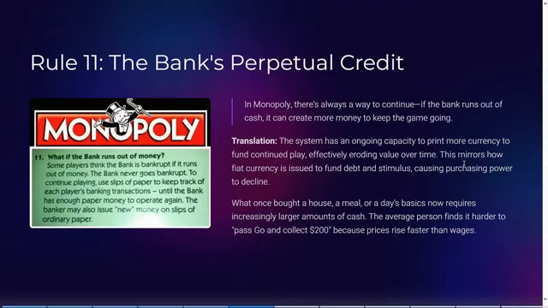So in Monopoly, there's always a way to continue. If the bank runs out of cash, it can create more money to keep the game going. Translation. The system has an ongoing capacity to print more currency to fund continued play, effectively eroding value over time. This mirrors how fiat currency is issued to fund debt and stimulus, causing purchasing power to decline. What once bought a house, a meal, or a day's basics now requires increasingly larger amounts. The average person finds it harder to pass Go and collect 200 because prices rise faster than wages.